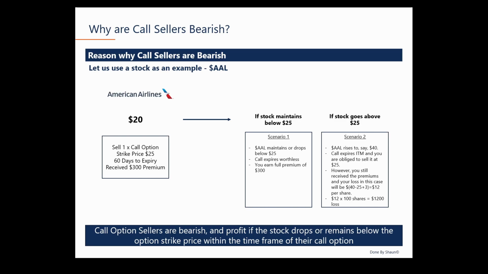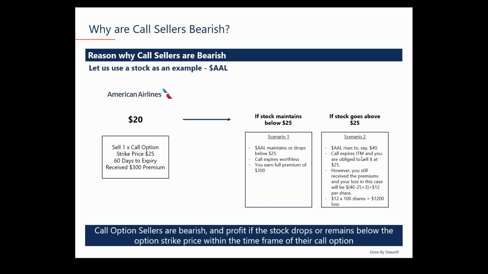So no one can predict what will actually happen to the stock market, and in this scenario number 2, you will lose money. Why? Let me run you through the math. The stock is trading at $40 now, but you're obliged to sell it away at $25 to someone else instead of selling it directly back to the market.